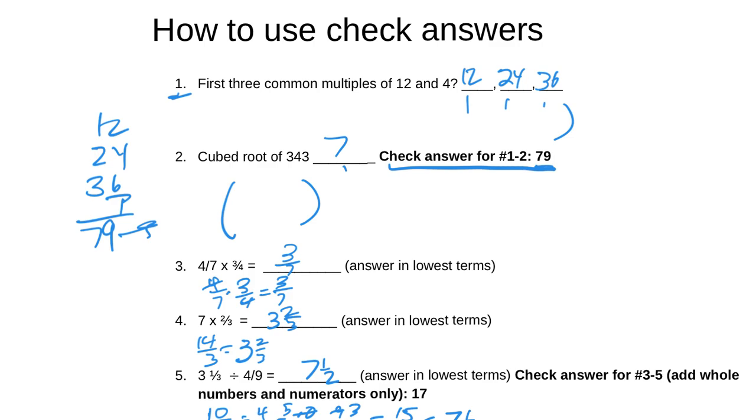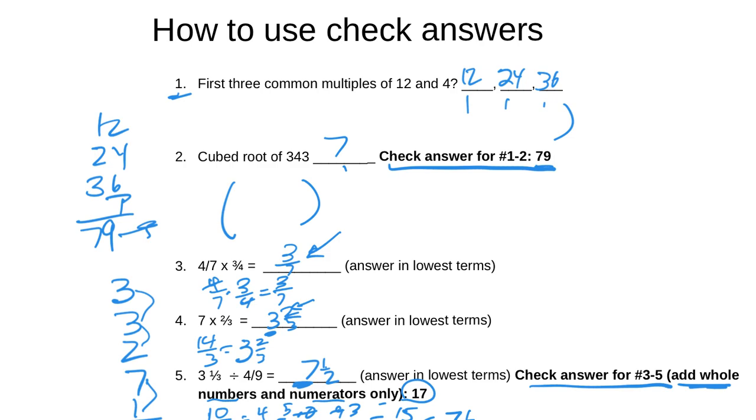And then for the check answer on these 3, it says for numbers 3 through 5, add the whole numbers and the numerators only. So the numerator for this first one, number 3, is 3. The whole number for number 4 is 3, and the numerator is 2. And then this last one, the whole number is 7, and the numerator is 1. Let's add those together and see what we get. 3 plus 3 is 6. 6 plus 2 is 8. 8 plus 8 is 16. Wait a minute. The check answer says 17.